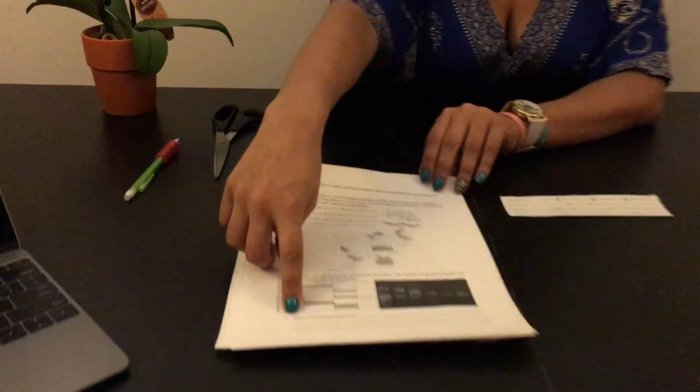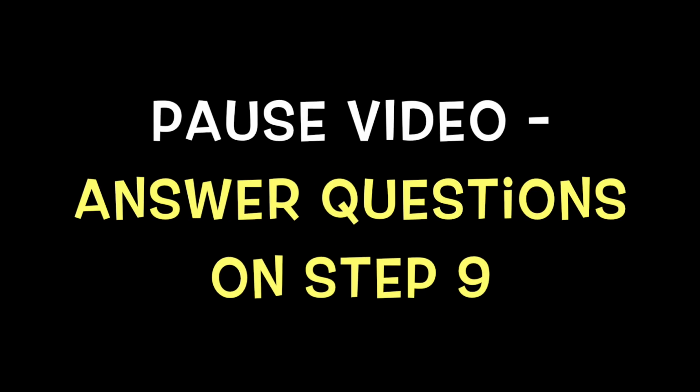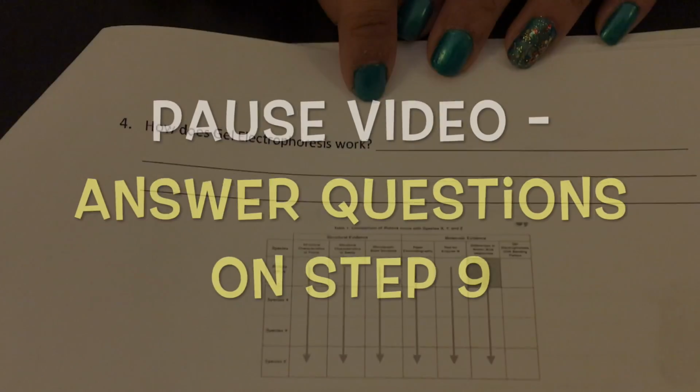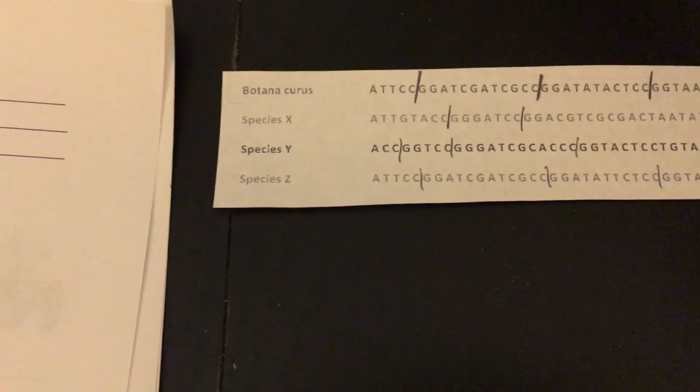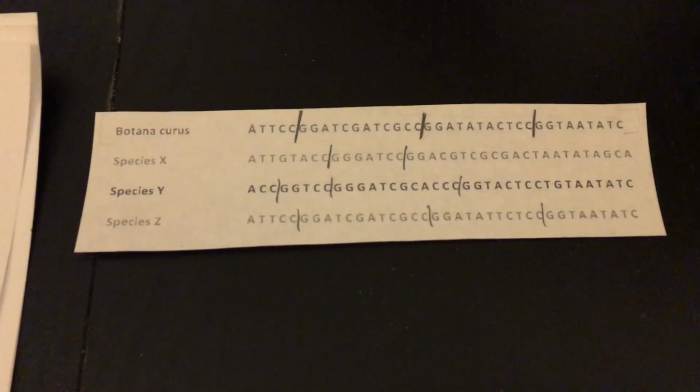Once you have cut your DNA segment, complete question number 3 that asks you what gel electrophoresis is right over here. And then move on to the next page to describe how gel electrophoresis works. Once you have done these two, now you are ready to turn to the last page of your lab in order to conduct the gel electrophoresis.